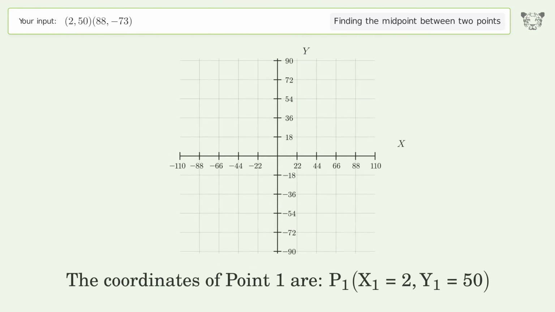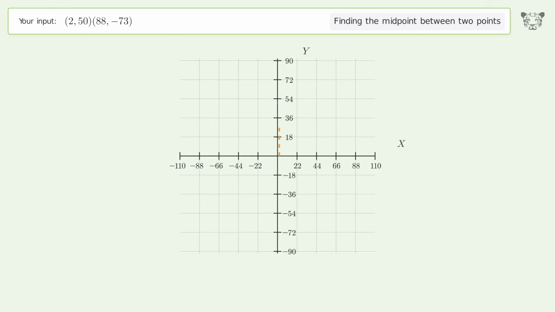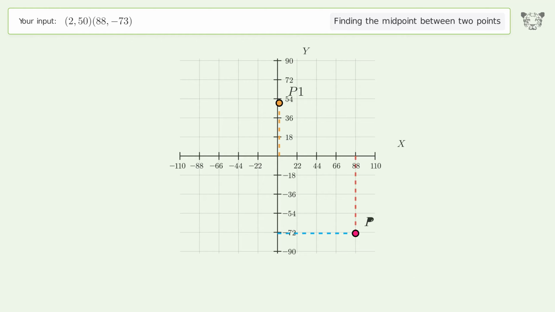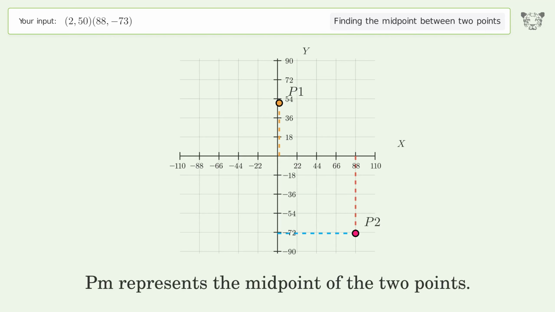The coordinates of point 1 are x1 equals 2, y1 equals 50. The coordinates of point 2 are x2 equals 88, y2 equals negative 73. PM represents the midpoint of the 2 points.